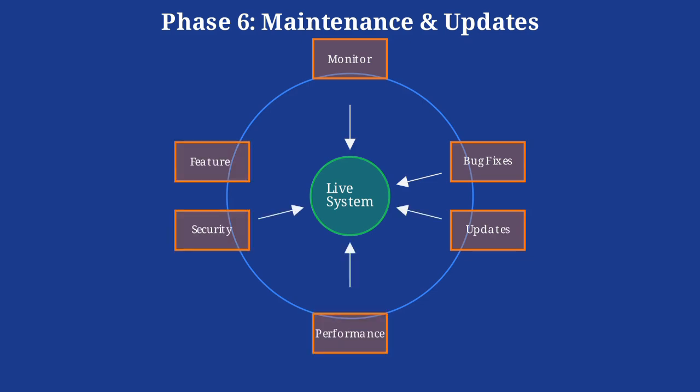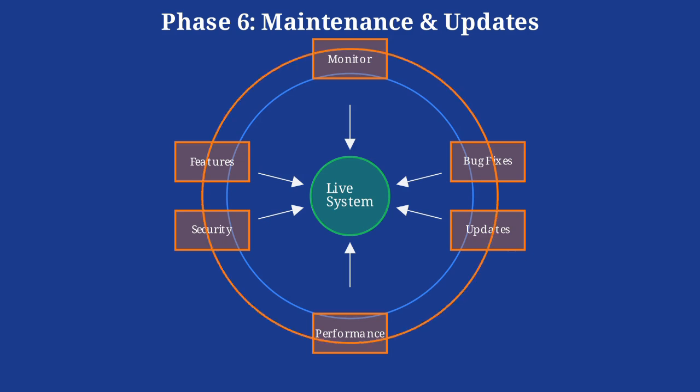We monitor performance and user behavior. We fix bugs as they're discovered. We release updates and improvements. We optimize performance and strengthen security, and we add new features based on user feedback. This isn't a one-time thing. It's a continuous cycle that keeps our software healthy, secure, and valuable to users.